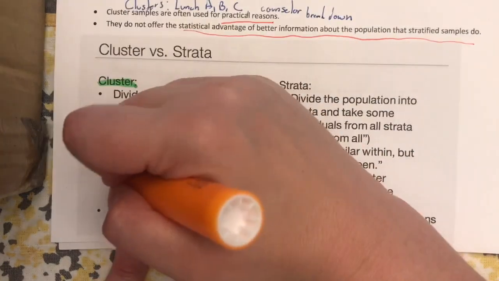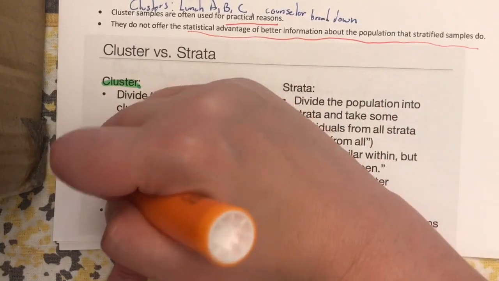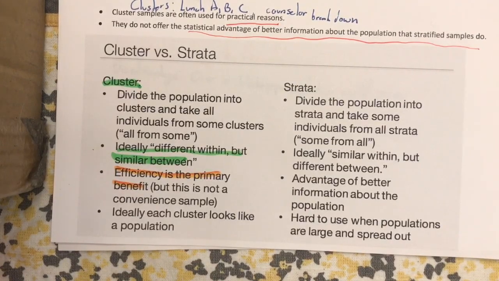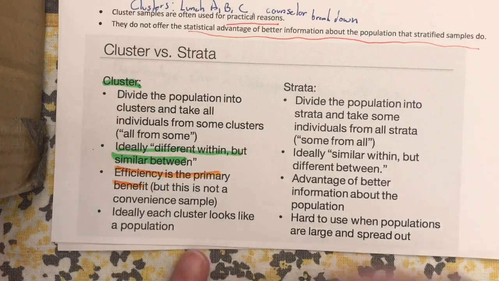Okay? Efficiency is going to be one of the main reasons that we would use cluster sampling, but we want to make sure that we understand that this is not a convenience sample. Ideally, the clusters should look like the population.